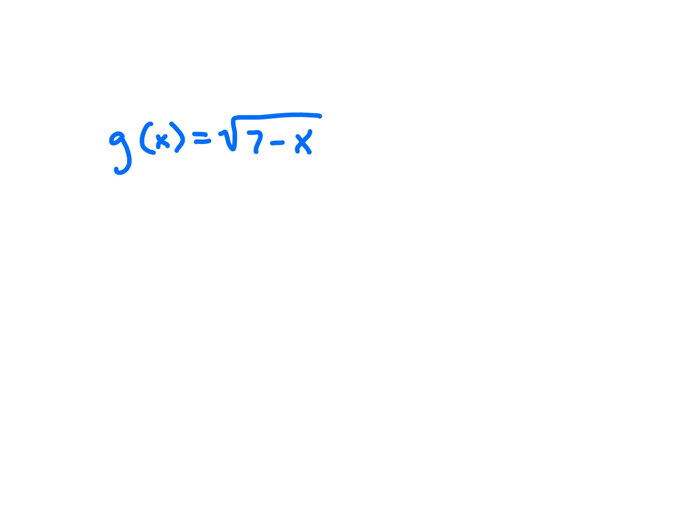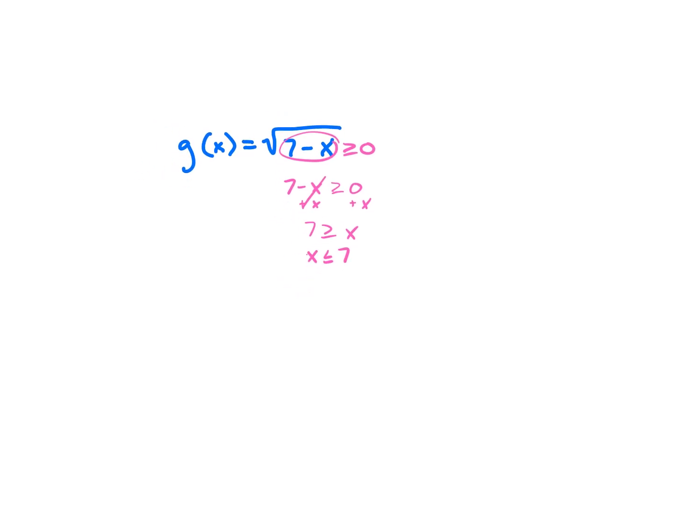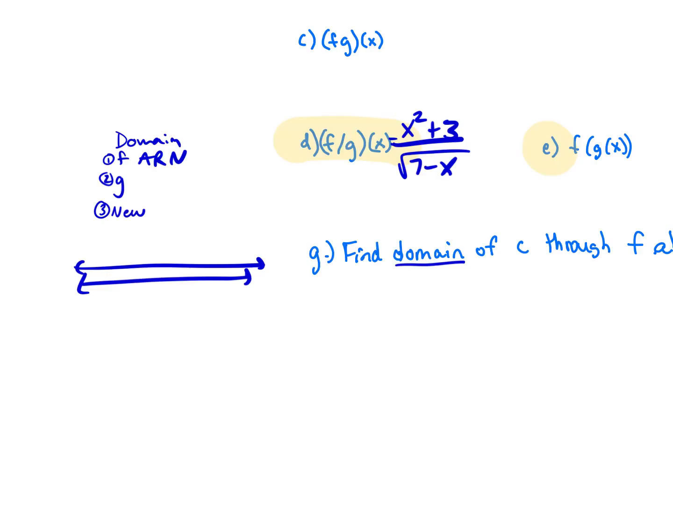How do we find the domain? Set whatever's under our square root greater than or equal to 0. So 7 minus x is greater than or equal to 0. We'd add x, so 7 is greater than or equal to x. If we rewrote that, we'd say x is less than or equal to 7. So we're talking about numbers that are less than 7.